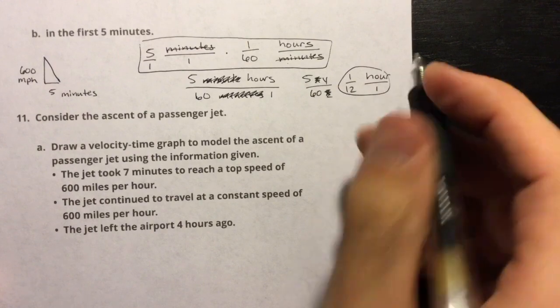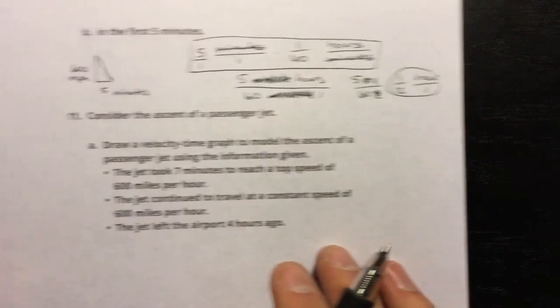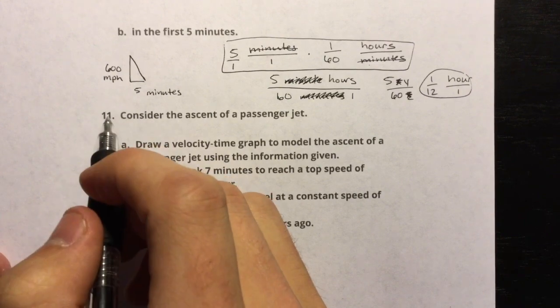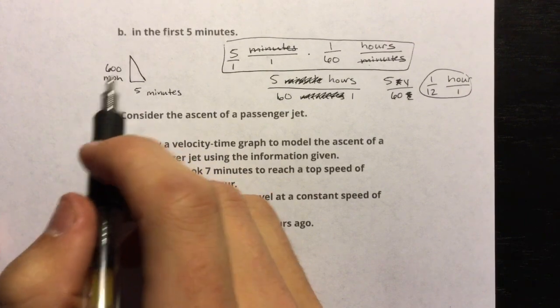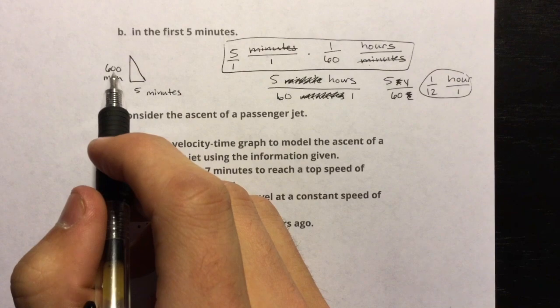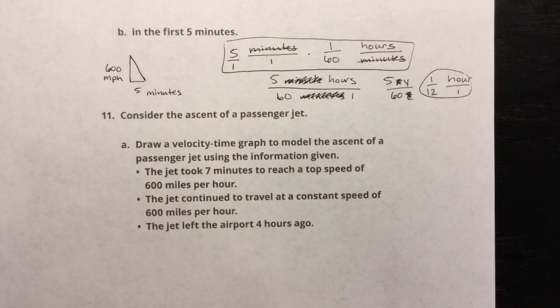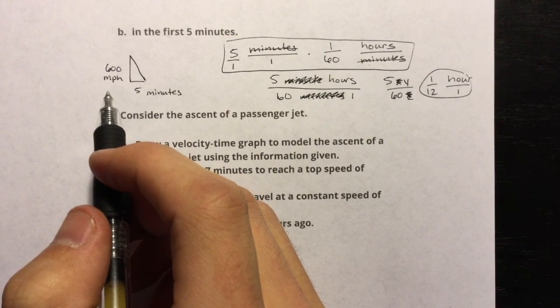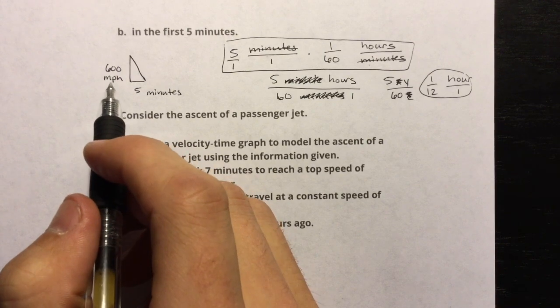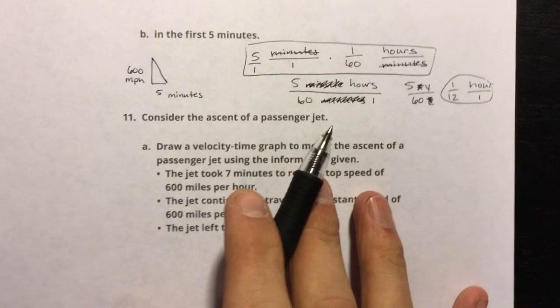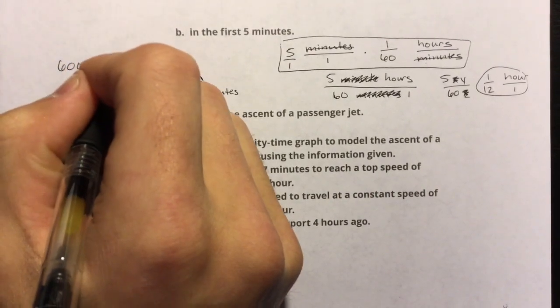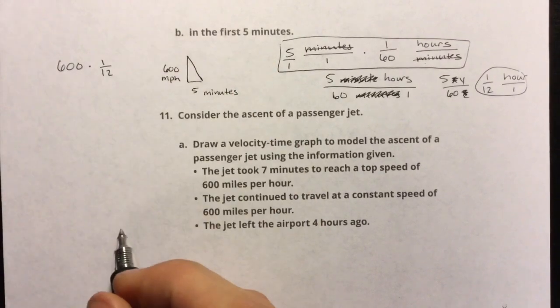Okay, so 5 minutes is 1/12 of an hour, and so I'm traveling 600 miles per hour for 1/12 of an hour. If I was traveling 600 miles an hour for 1 hour, I would multiply 600 by 1, and that would give me my distance traveled, which would be 600. In the same fashion, I'm going to multiply 600 by the length of time that I traveled. So I'm going to go 600 times 1/12, okay?